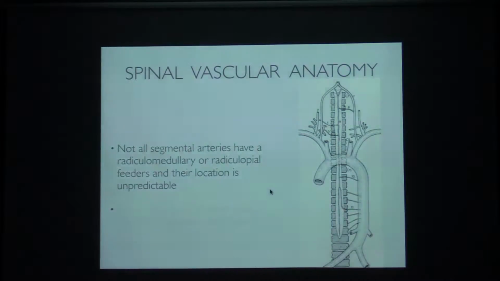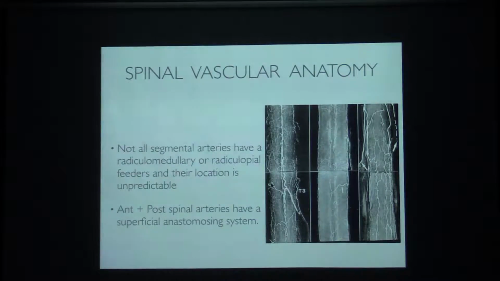So not all segmental arteries have radiculomedullary artery or radiculopial feeders, and their location is unpredictable. We know that humans have about 6 to 10 radiculomedullary arteries. So we have 6 to 10 arteries going from the segmental into the anterior spinal. And people who do angiograms know that most of them we don't see. Some of them are not in the resolution of the angiogram, but they exist. But not all the levels from the head till the sacrum have those supplies.